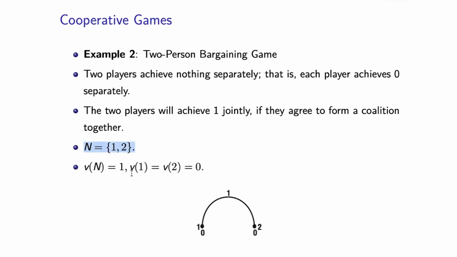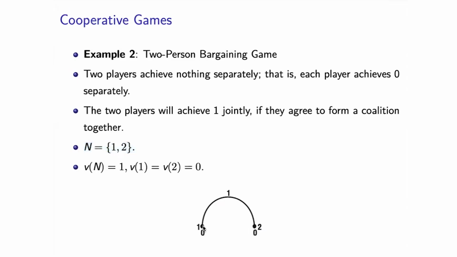However, if the players cannot come to an agreement, then v of 1 is going to be 0 and v of 2 is going to be 0. But if they can come to an agreement, so that we have v of 1, 2, then in that case, the value of that agreement is worth 1. So this is how we can describe the situation that we had mathematically, okay?